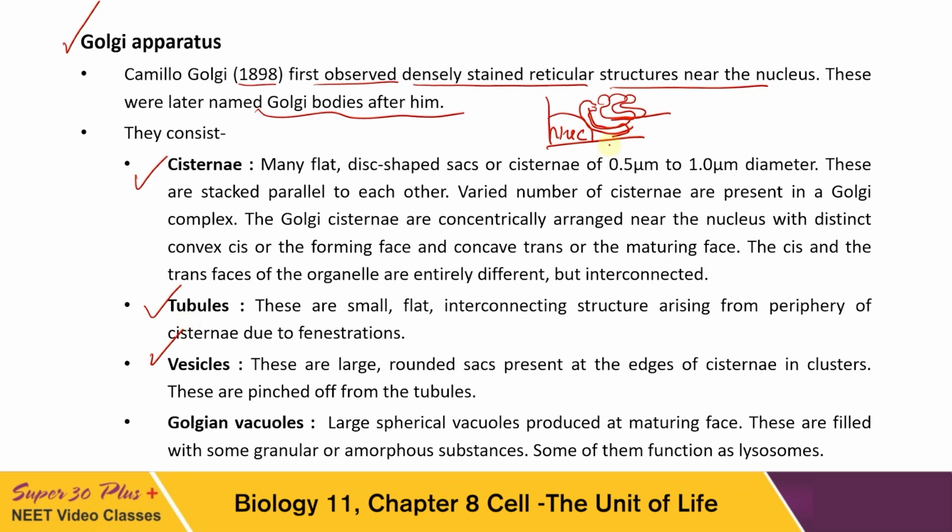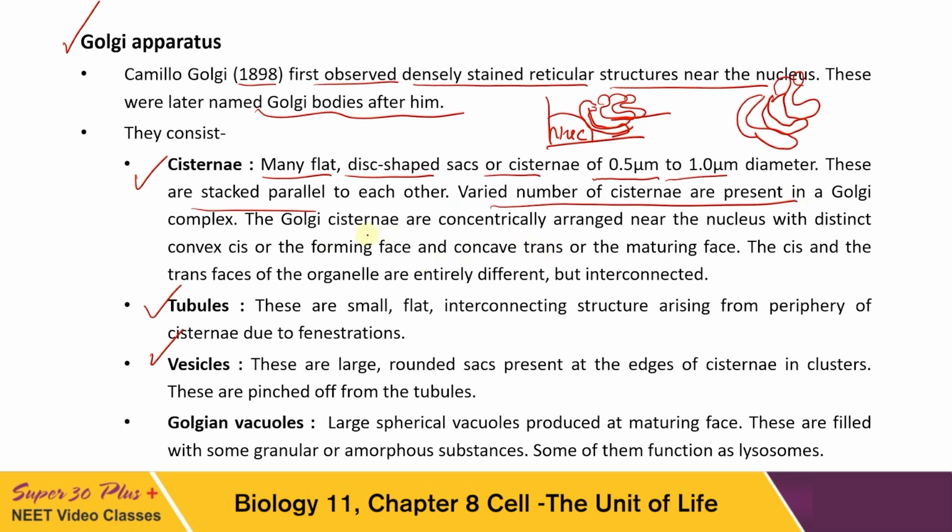What are cisternae? You can see in the diagram, here close to the nucleus. These are many flat disc-shaped cisternae, 0.5 to 1 micrometer in diameter. These are stacked parallel to each other, like this. These are placed one above the other in a group. A varied number of cisternae are present in the Golgi complex.